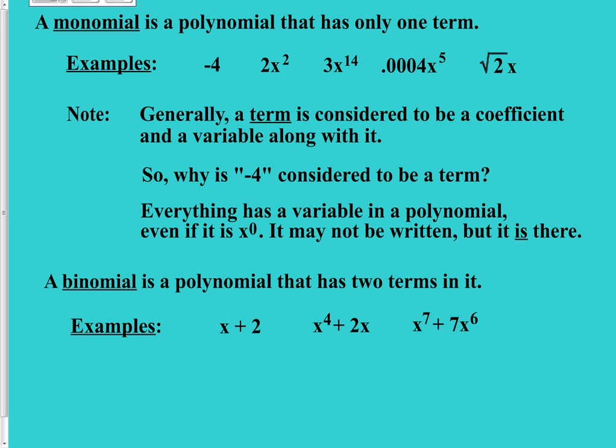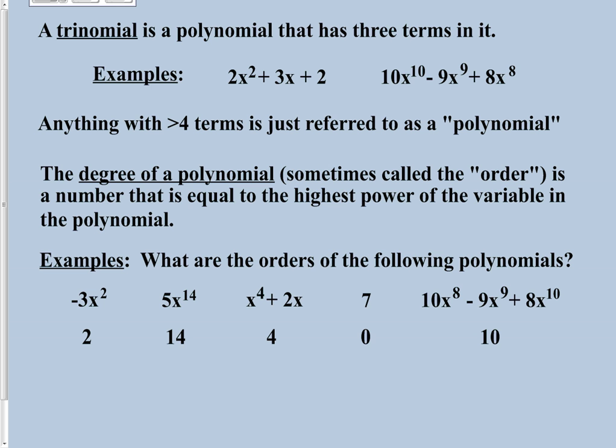Binomial is, of course, two terms that are being added or subtracted to each other. Then we have the term trinomial, of course, meaning three. We have three terms being added or subtracted to each other. As you get larger than a trinomial, there aren't really any specific terms that go along with those, so they are just called generically polynomials, and you can identify how many terms they have, such as a 4-term polynomial, a 5-term polynomial, and so on.